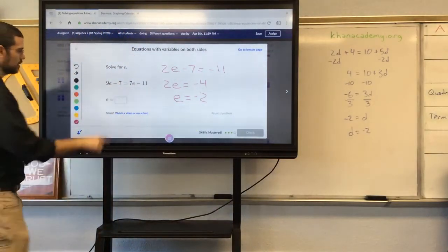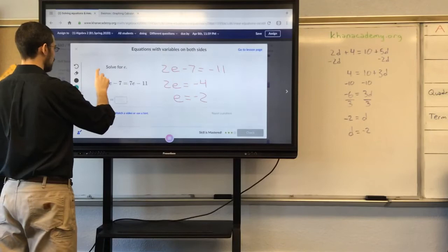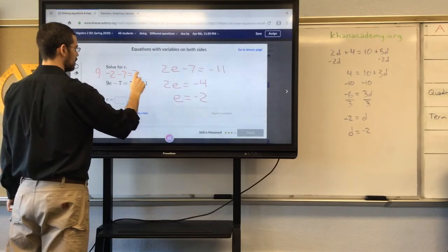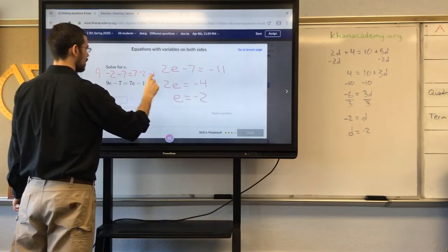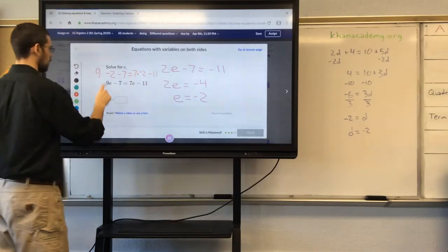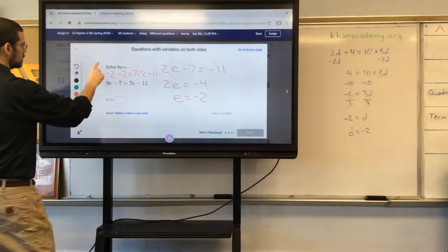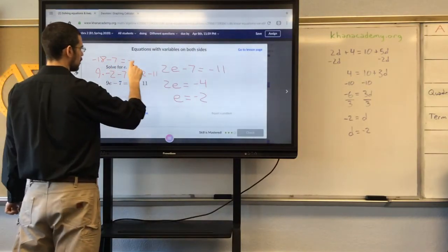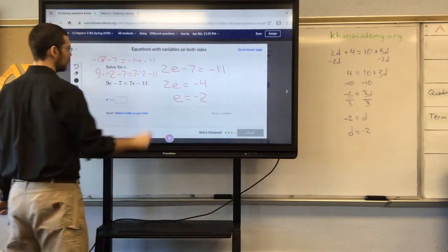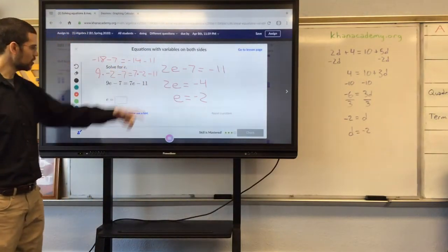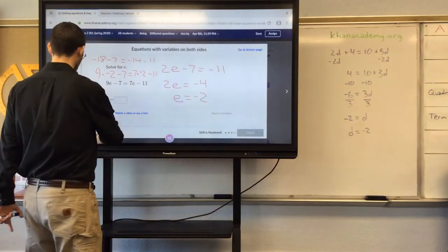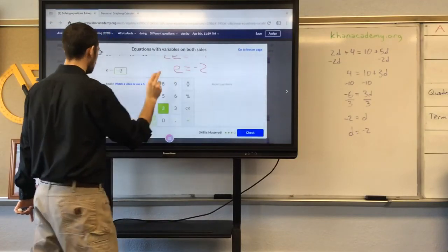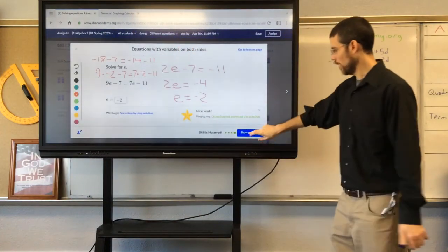Now let's check our answer in the original equation. 9 times negative 2 minus 7 is supposed to equal 7 times negative 2 minus 11. Okay? Now, this is negative 18 minus 7, and that's supposed to equal negative 14 minus 11. This is negative 25. This is also negative 25, so we've gotten the correct solution, which was negative 2. And we are done.